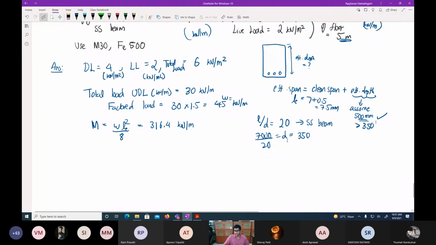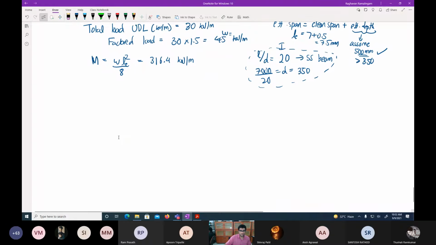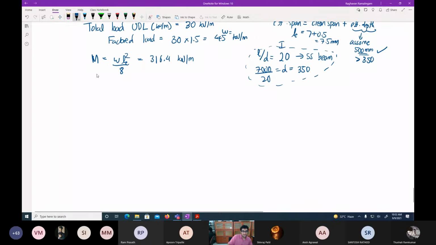I should have done this step first, before the others. I forgot. Anyway, coming back, the moment is there, and we have to design for this moment. So how do we do it?